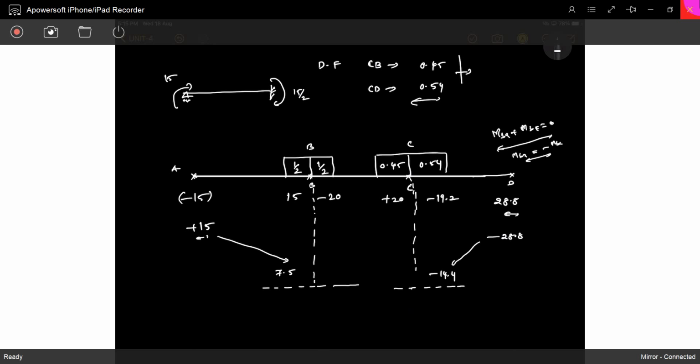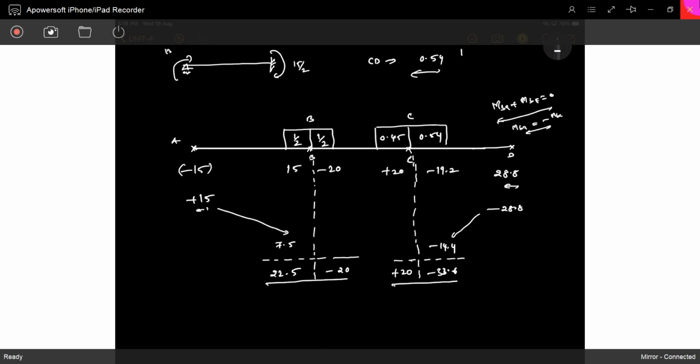Now you can find out what BA is and what BC is. BA is 22.5, and BC is 20. Now at C it is 20, and it is 19.2 plus 14.4. What is that value? 33.6. These are not equal, so we have to maintain that part.